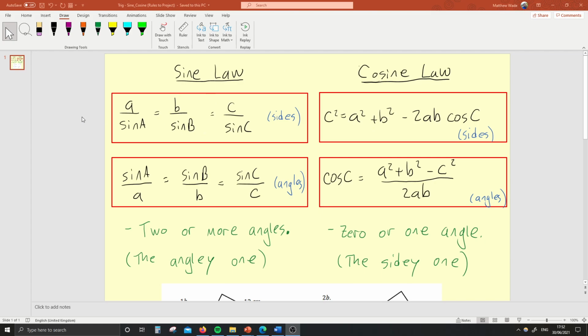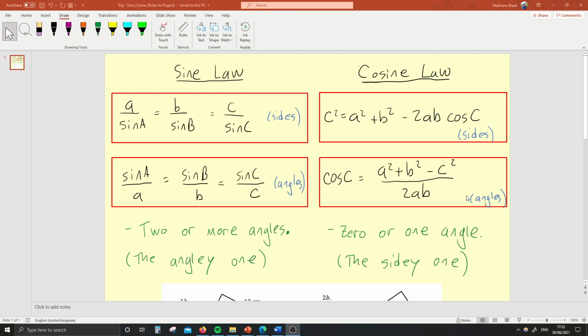So here's sine law. That's as you know it. So it's A over sine A, B over sine B, C over sine C, or the other way around for angles. So this is better for sides, this is better for angles. You don't actually have to rearrange them. It's the same formula, just rearranged. And same deal with cosine law. This is c squared equals a squared plus b squared, take 2ab cos c. That's the side version, and this is the angle version. So nothing new there. This is what you've practiced for the last two lessons.